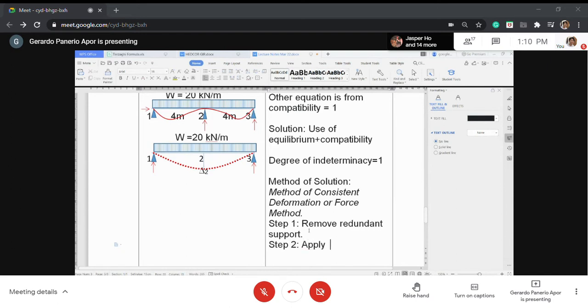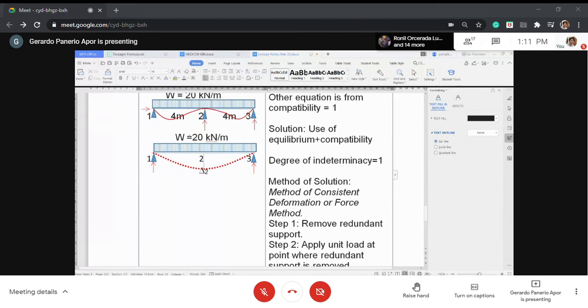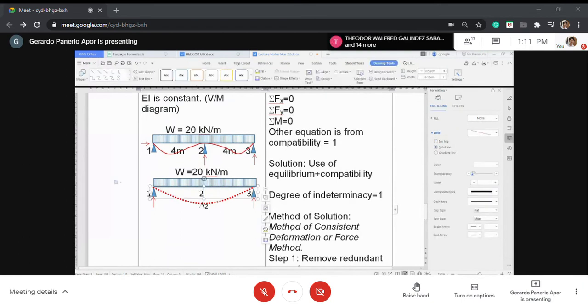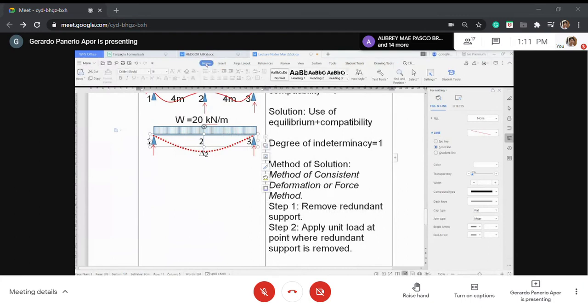Apply unit load at point where redundant support is removed. Okay, let's remove. Okay, muna siya step 2. So, kumata sa step 1, atong i-remove, nasa delta 2. So, ang sunod sa metabo is, kasi metabo kung ma-apply ka unit load at point where redundant support is removed. So, okay, we'll do that.